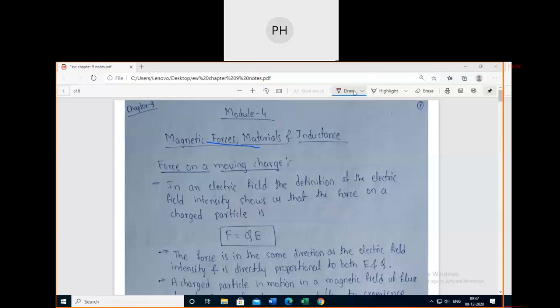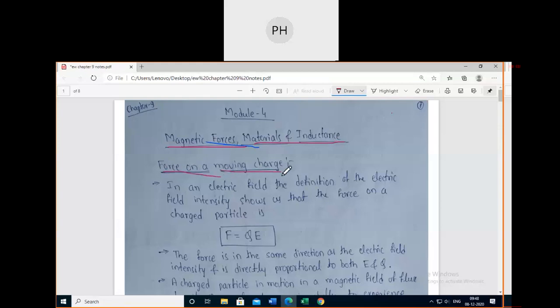Let me start Module 4, containing magnetic forces, materials and inductance. Okay, three parameters are there. So we have to deal with the magnetic forces, magnetic material and magnetic inductance.